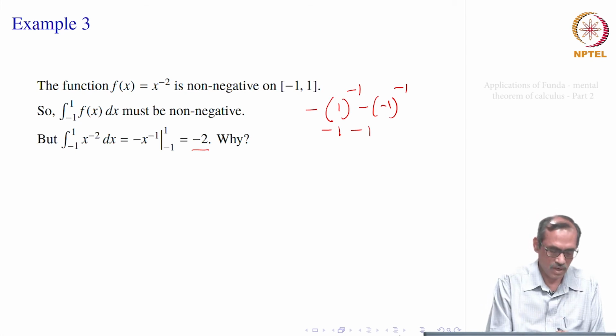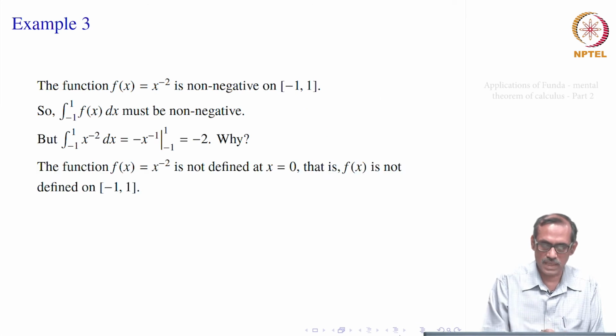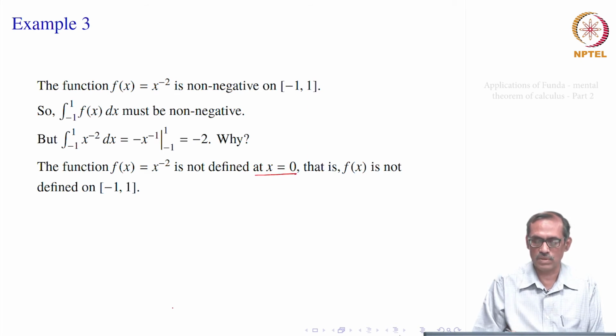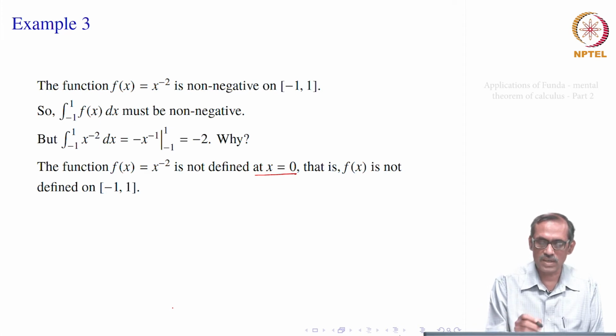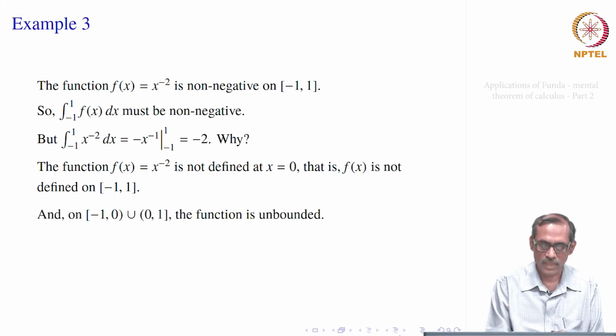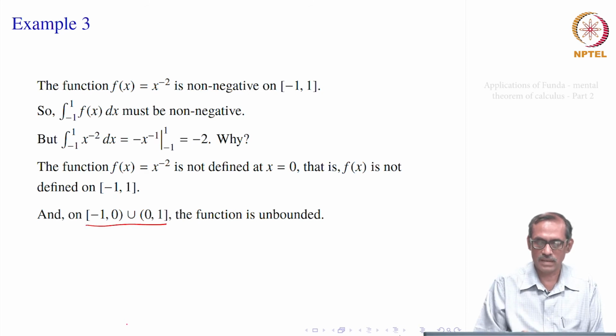Well, the reason is not difficult to give. The first line itself, if you see, is non-negative, but there is a caveat. We see that it is not defined at x equal to 0, it blows up. So f(x) is not defined really on minus 1 to 1, it is not a function over minus 1 to 1. Of course, it is defined on minus 1 to 0 and 0 to 1. So we could have broken that into a sum of two integrals using our convention.